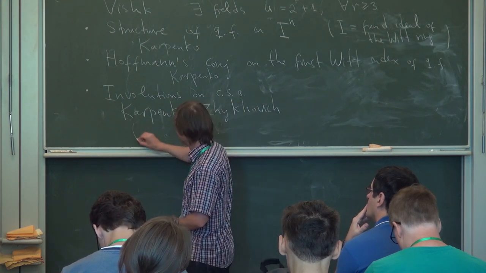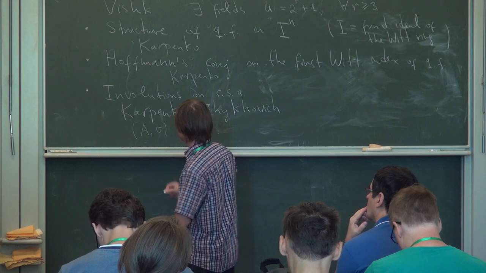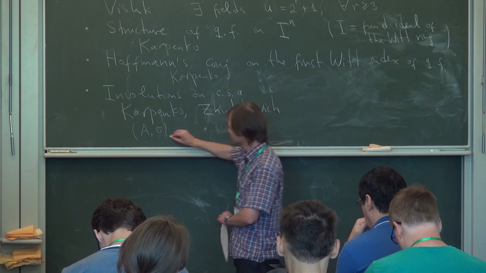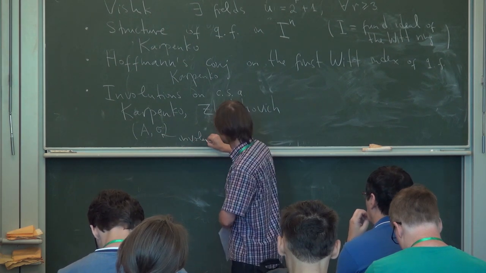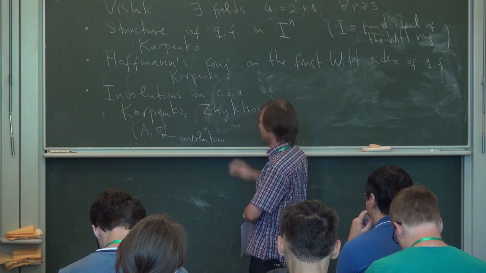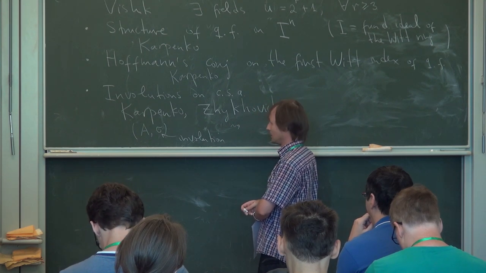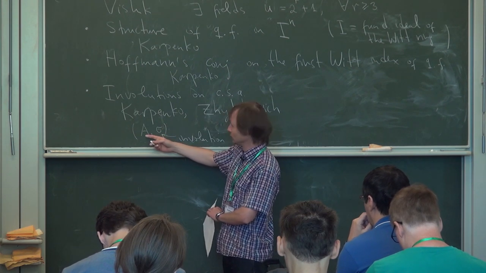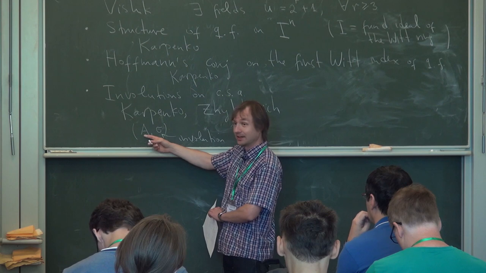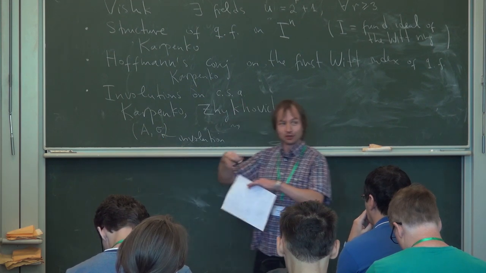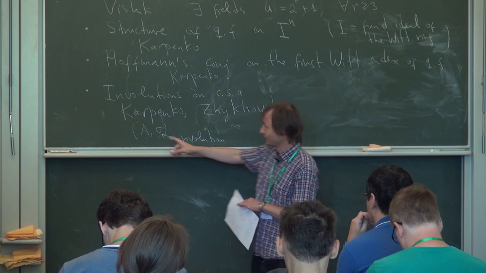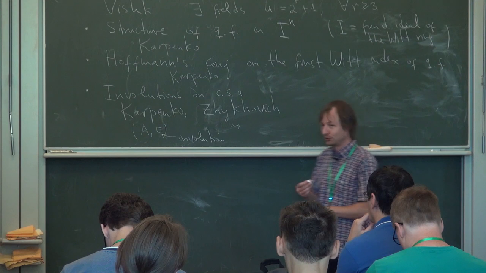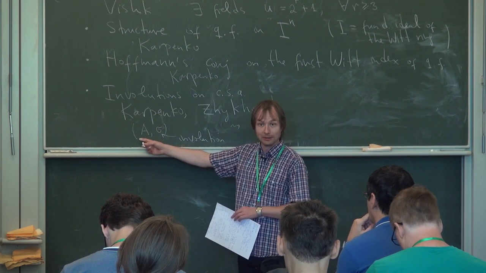So namely, if you have a central simple algebra and an involution on it, well, then what we want to do is eliminate, to split A, but in the most generic way. I mean, not to harm the involution too much. So there is a standard way to do it. One passes to the function field of the Severi-Brauer variety of A.